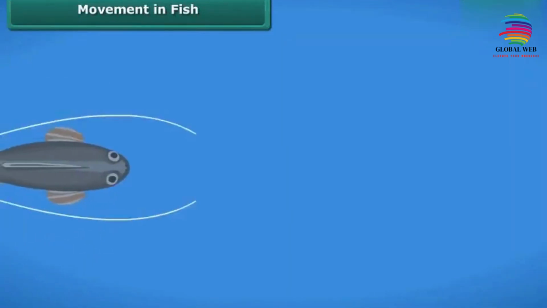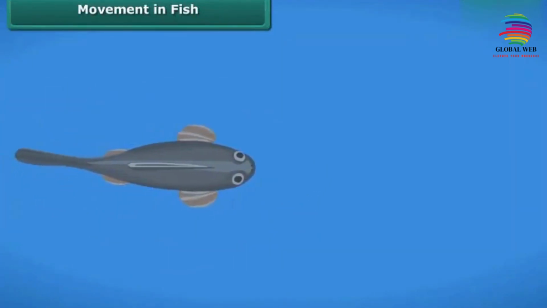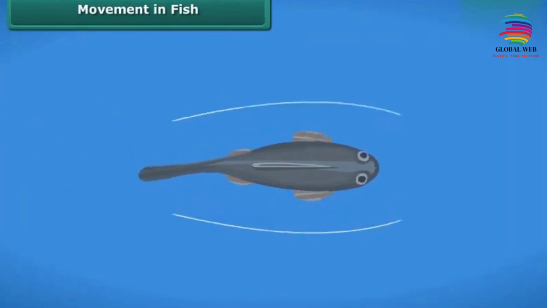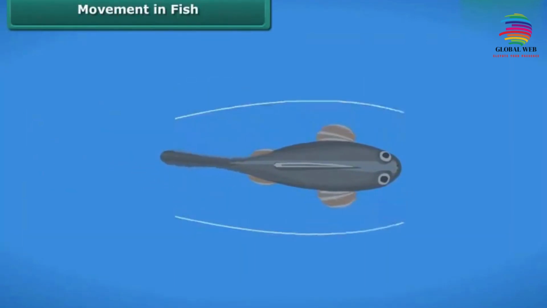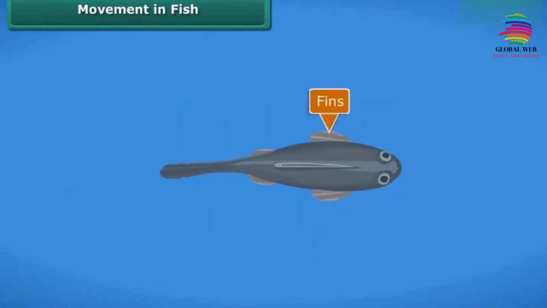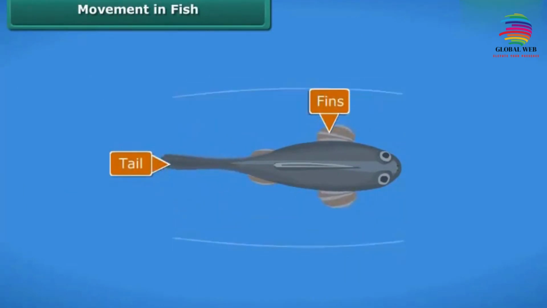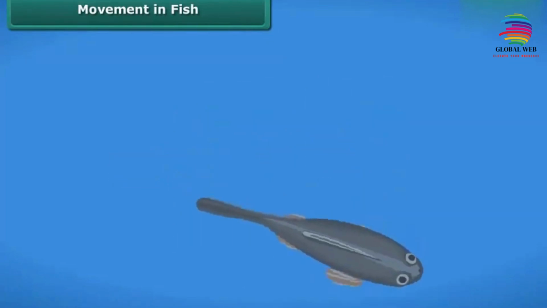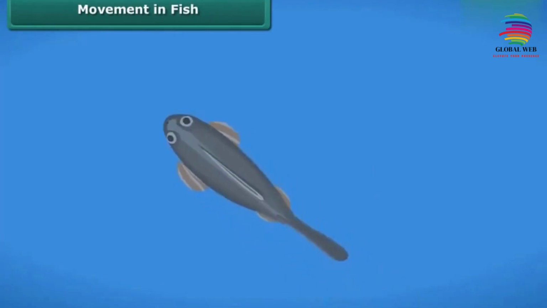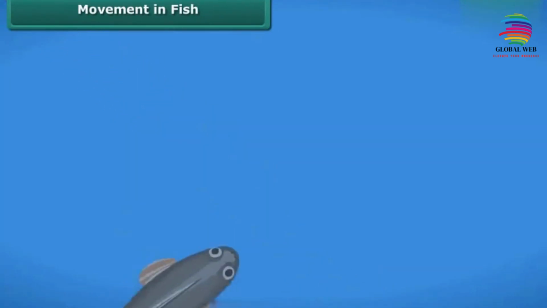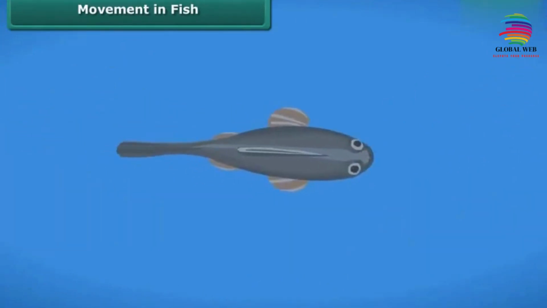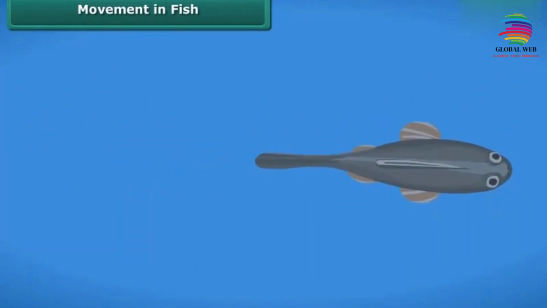Movement in fish. Fish have a streamlined body which helps them move fast in water. Fish swim with the help of their fins. The tail moves from side to side and helps the fish swim in the right direction. Some fish, however, move by bending their bodies from one side to another in quick succession, which produces a thrust that helps them move forward.